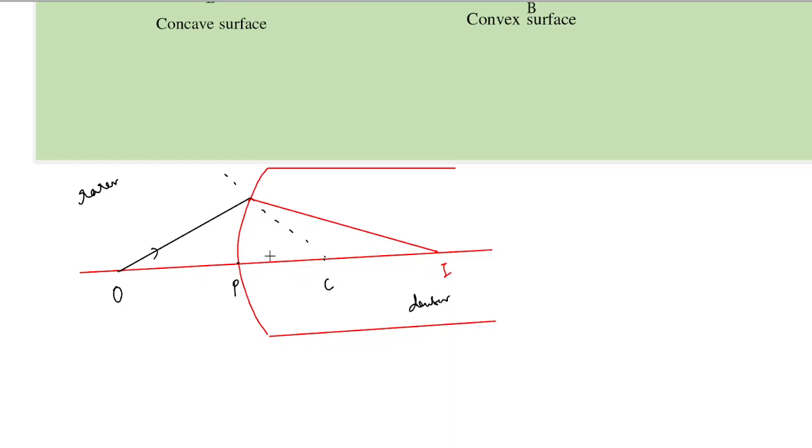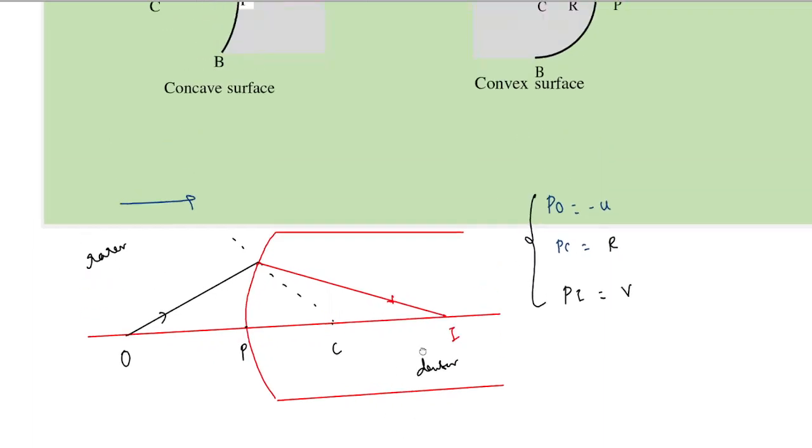Now in this case, just use sign conventions. In this case PO. So PO means distance between the object and the pole, which is PO. So by sign convention, since light is moving from left to right, we are starting from the pole and we are going towards O. So by sign convention, this PO would be minus U. Now PC, which is R, would be positive. So by sign convention, it would be positive R. So it becomes plus R, and PI in this case would be V. So this is the sign convention example of it.